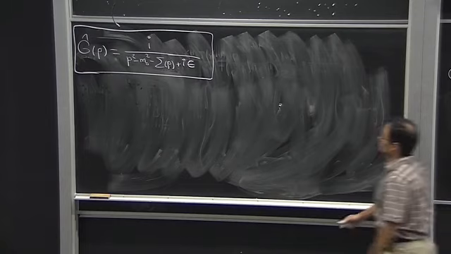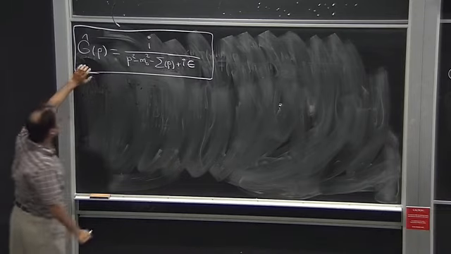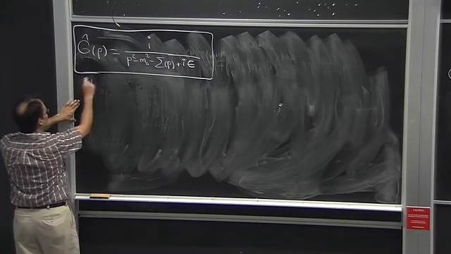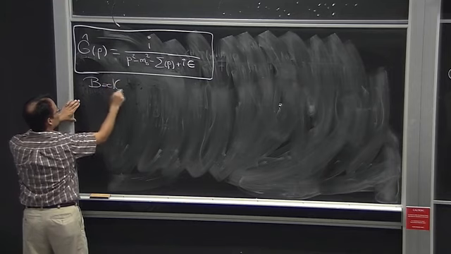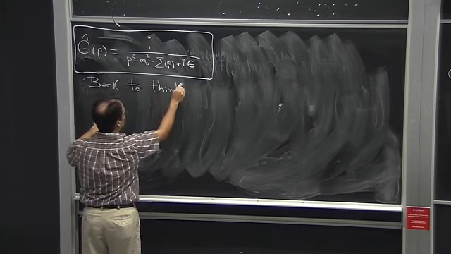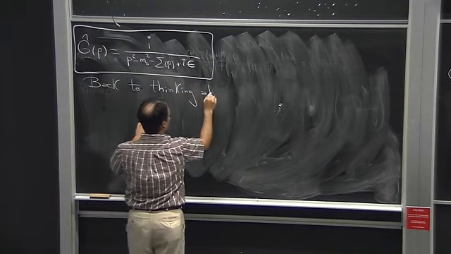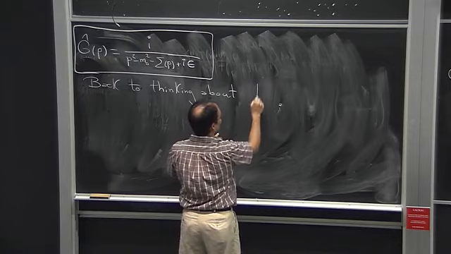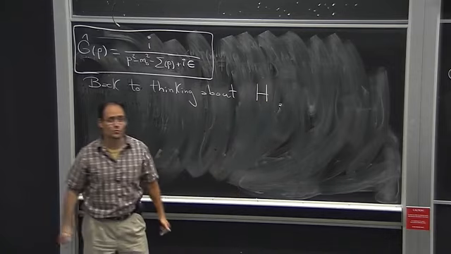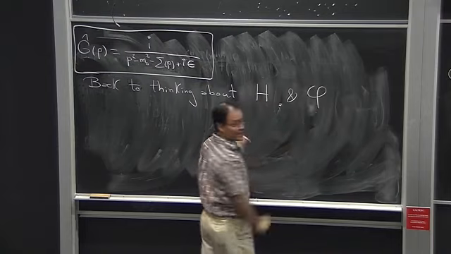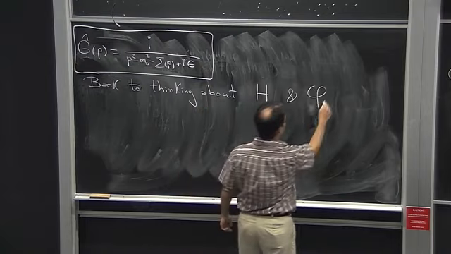We're going to switch gears in order to be able to use this result, and we're going to go back to the fully interacting theory, back to thinking about H and phi.